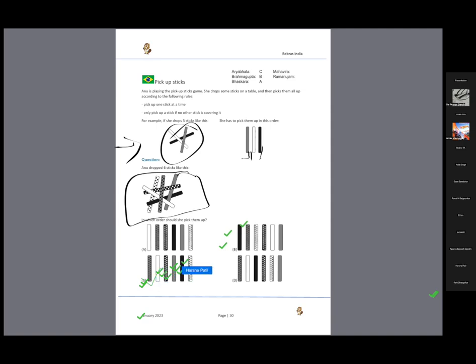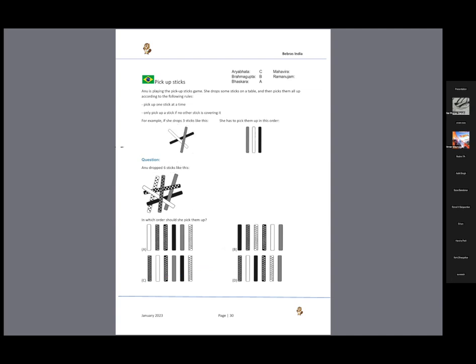Okay, so now we'll start solving this, and let's try seeing these sticks in order. If you look at this first stick over here, the gray dotted stick, that stick is the topmost one. So we have to pick it up. There's no stick above it, so that's how we know it's the topmost stick, and so that should be picked up first. So the answer can be either C or D.